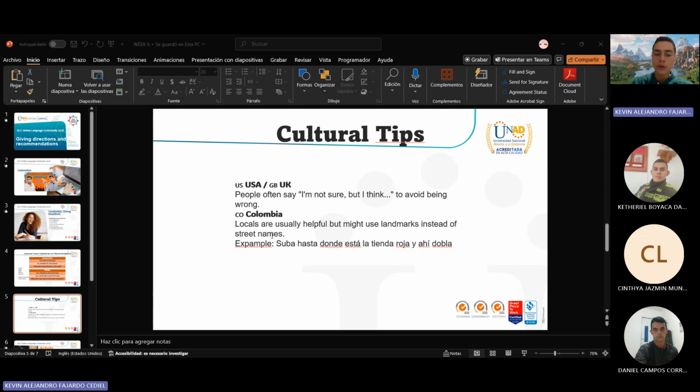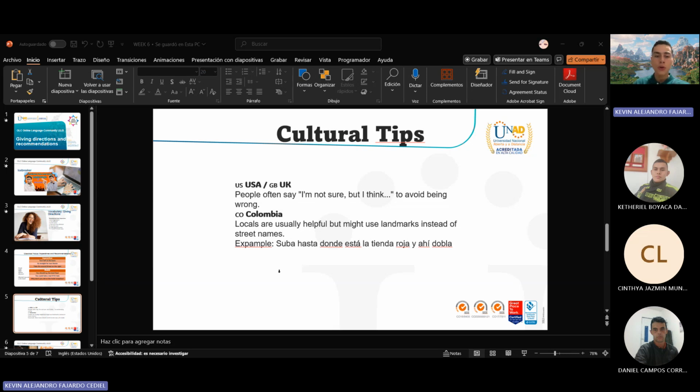Why is it important to learn cultural tips? It's important because we're understanding how different cultures give directions or help tourists. It can also avoid misunderstandings, make communication more polite, and help adapt your way of speaking in international situations. For example, in Colombia, if you use too many street names, tourists may get confused, and it's better to say "next to the bakery with the red sign."